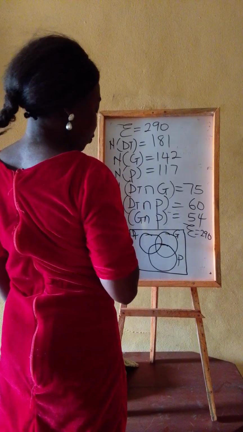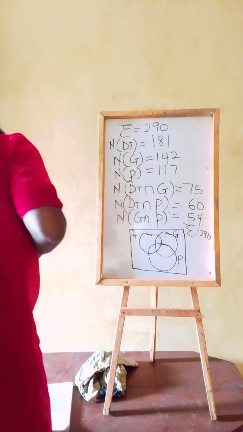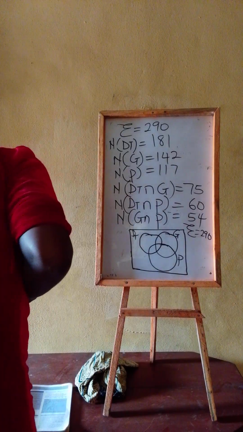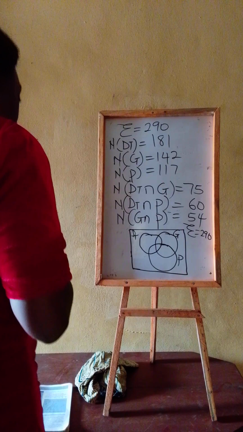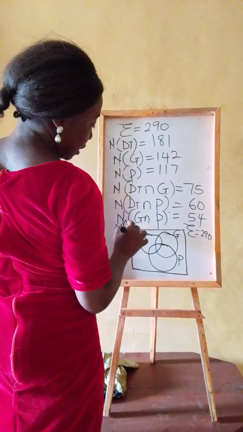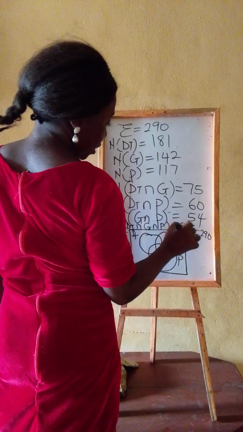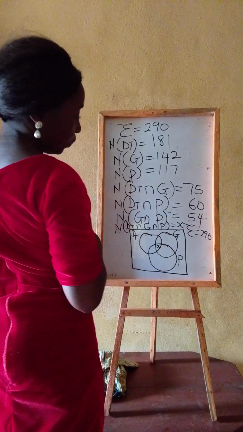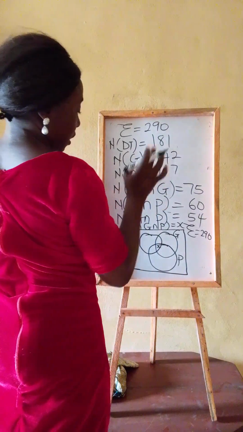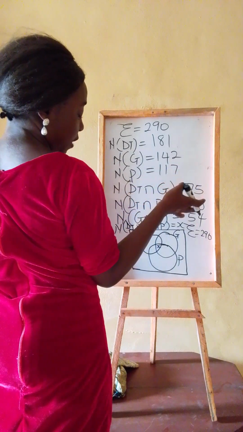So what is the first thing you do? It told us that each read at least one of the 3 papers. So we don't know the number that read the 3. So DT intersect G intersect P equals x. So this is our x. Now DT intersects G, the number is 75.